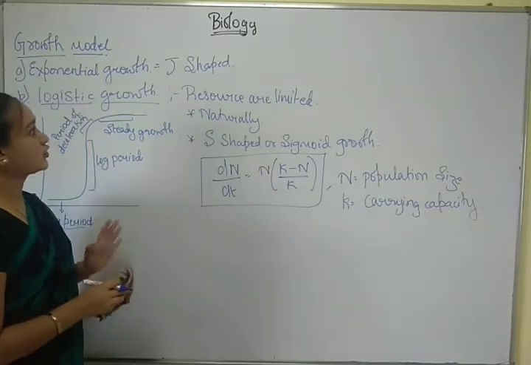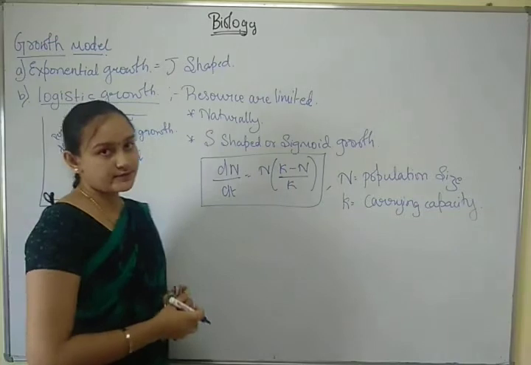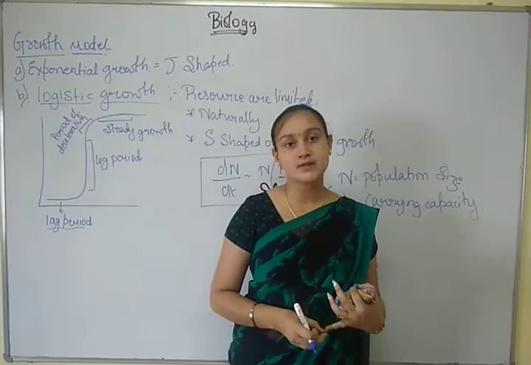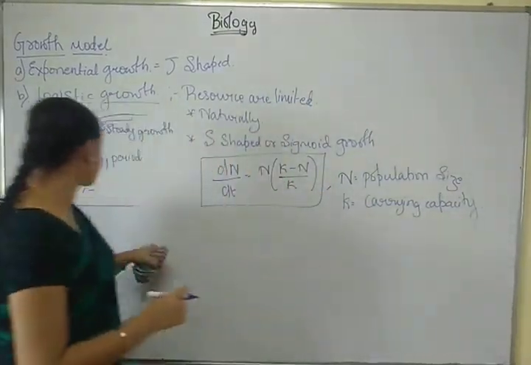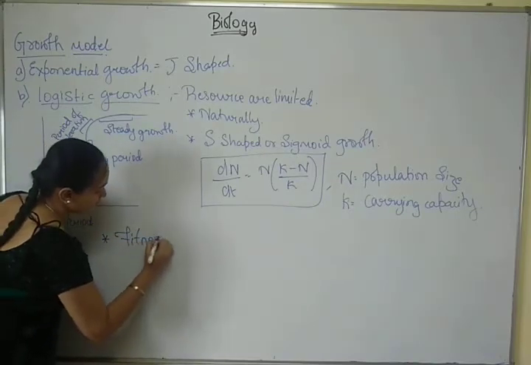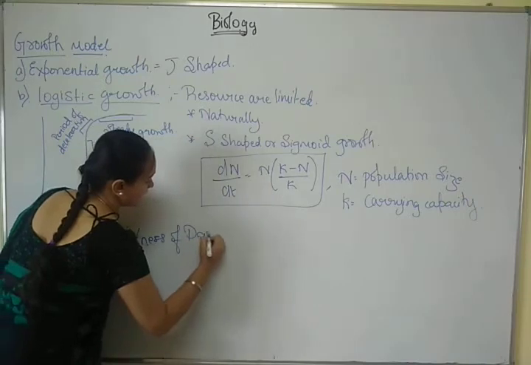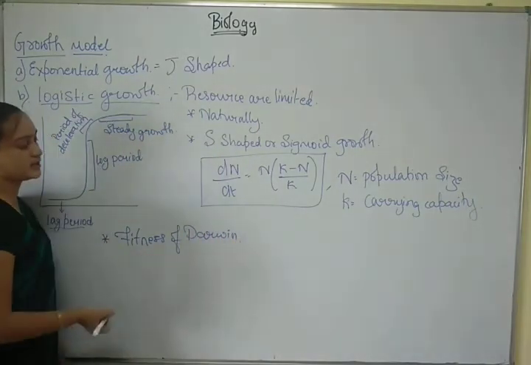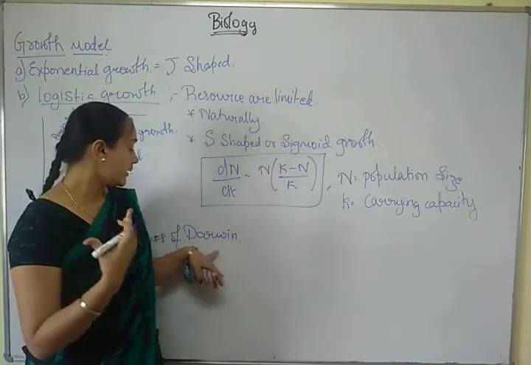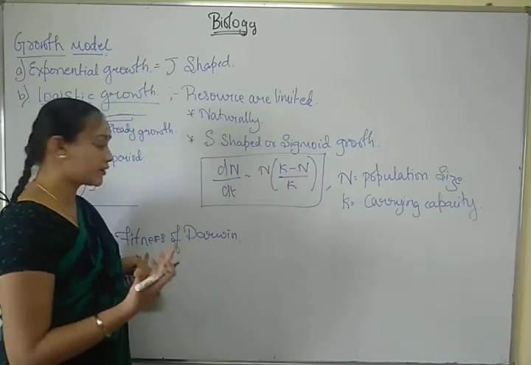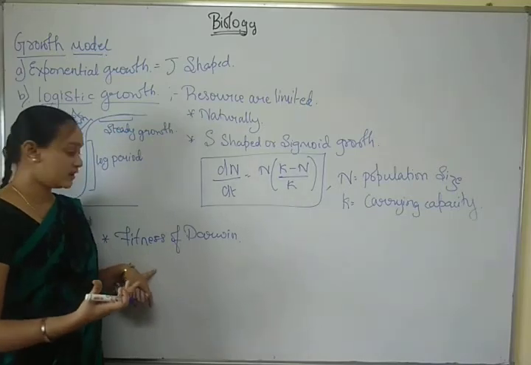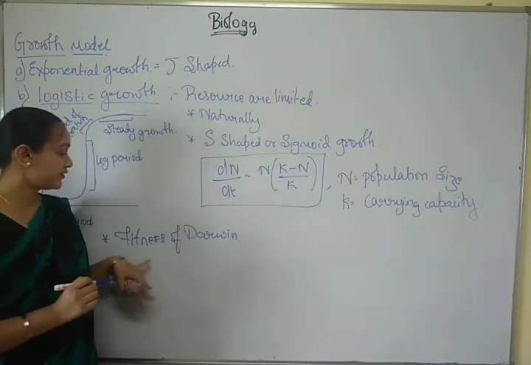This logistic growth is generally attributed to Darwin. It is said to be the fitness of Darwin. What Darwin says is that the more resources are available, the more the organism's fitness will be. So it is more fit to survive in nature. That is the fitness of Darwin.